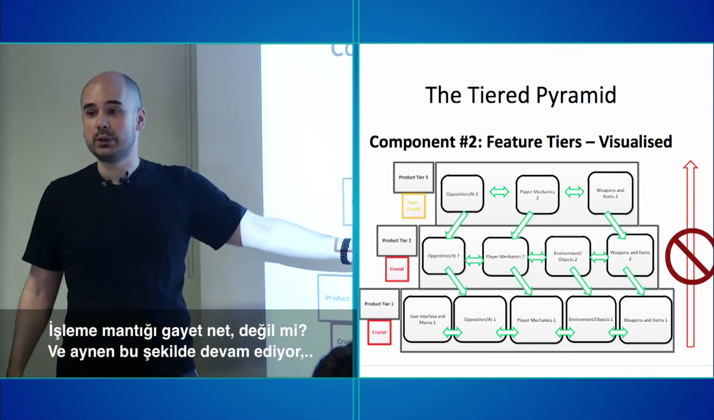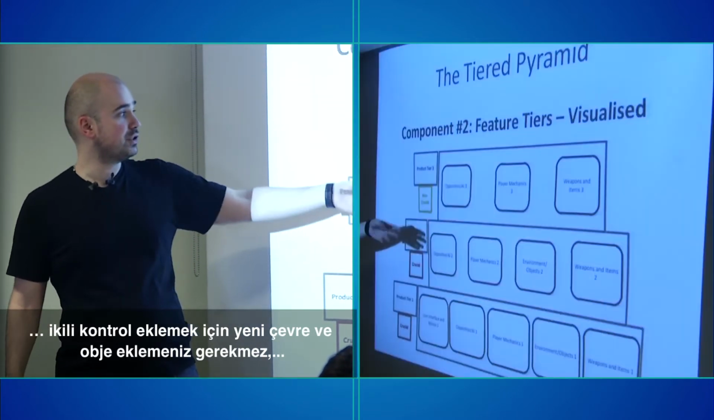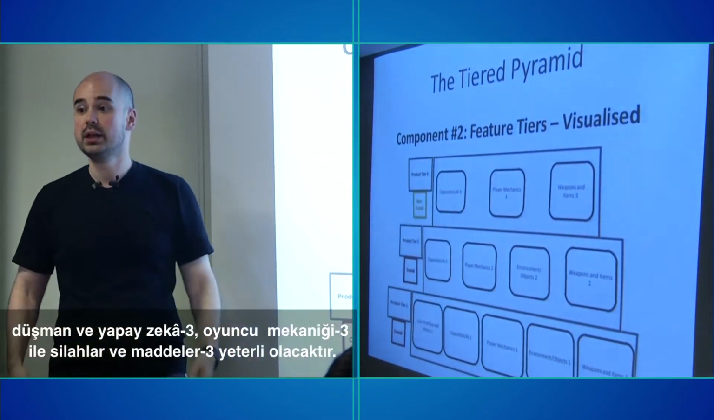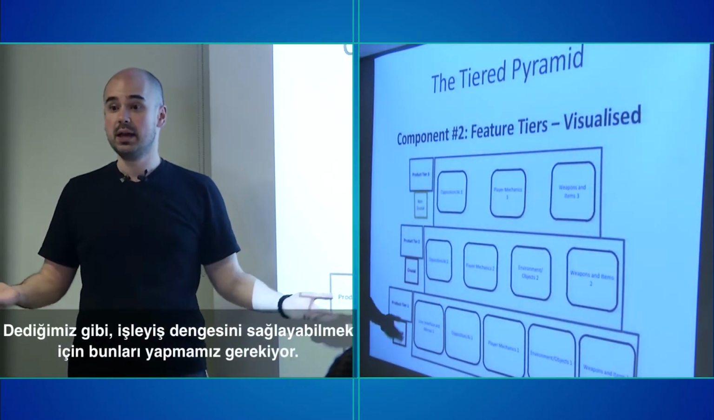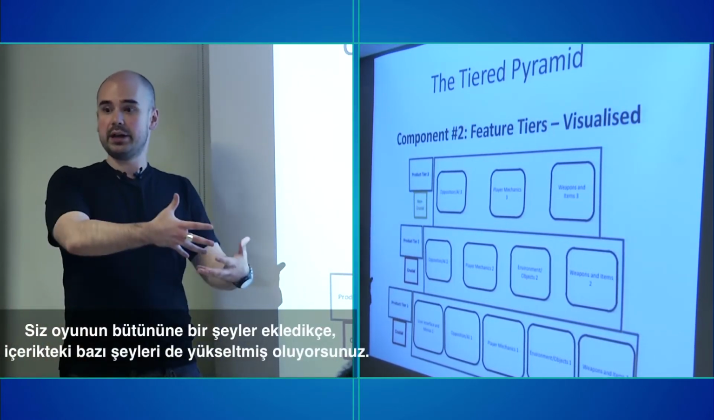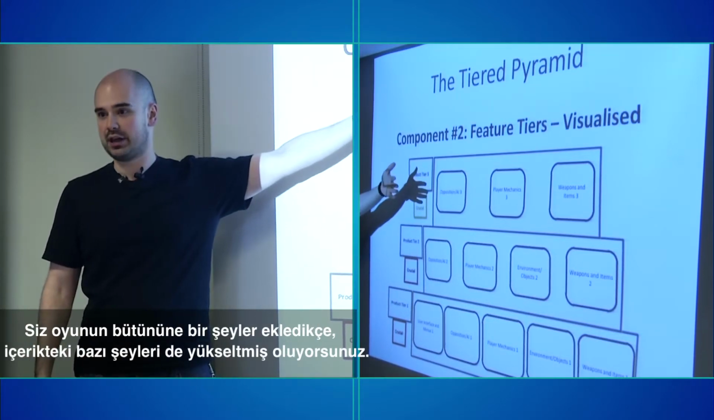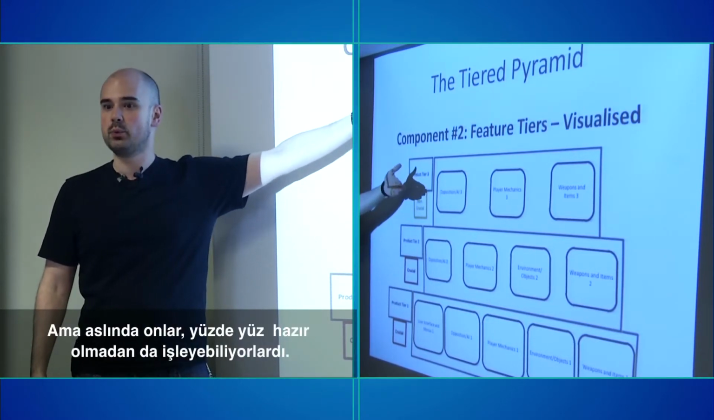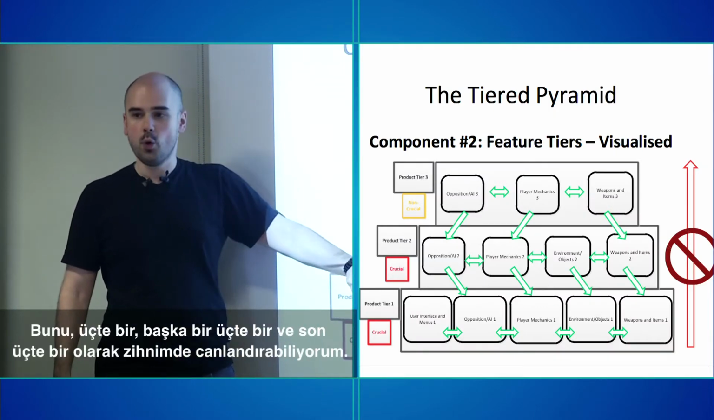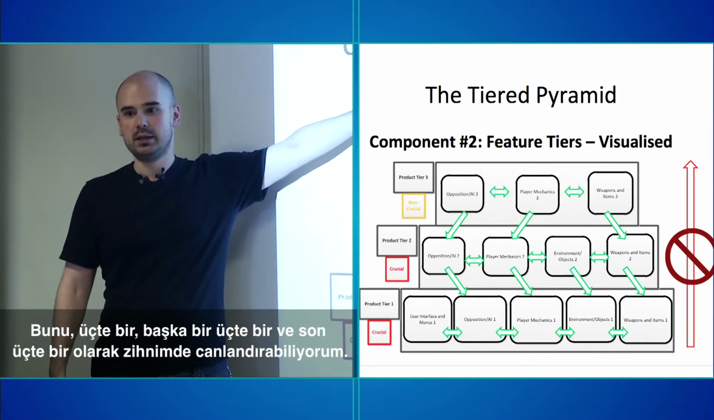For adding dual wielding, we didn't really need to add any new environment or objects. We just needed opposition AI 3, player mechanics 3, and weapons and items 3, just to accommodate what we said, right? But does this make sense? So as you are adding stuff to the entirety of the game, you are actually upgrading some of the features in there. But they work even when they're not at 100%. You can actually visualize this as being 1/3, another third, the final third, right?